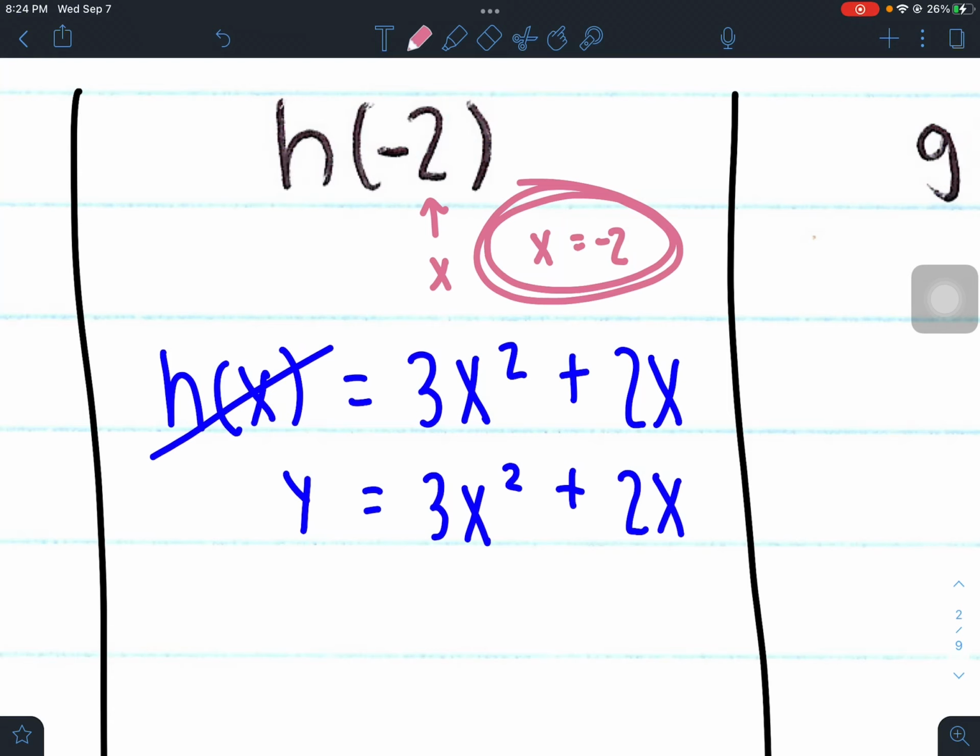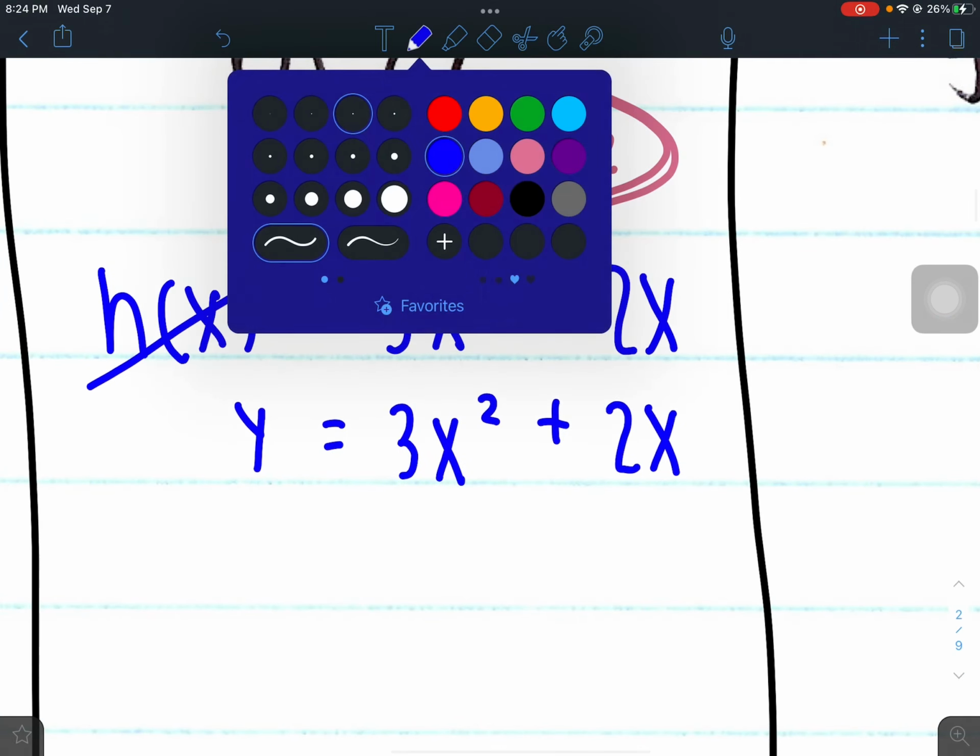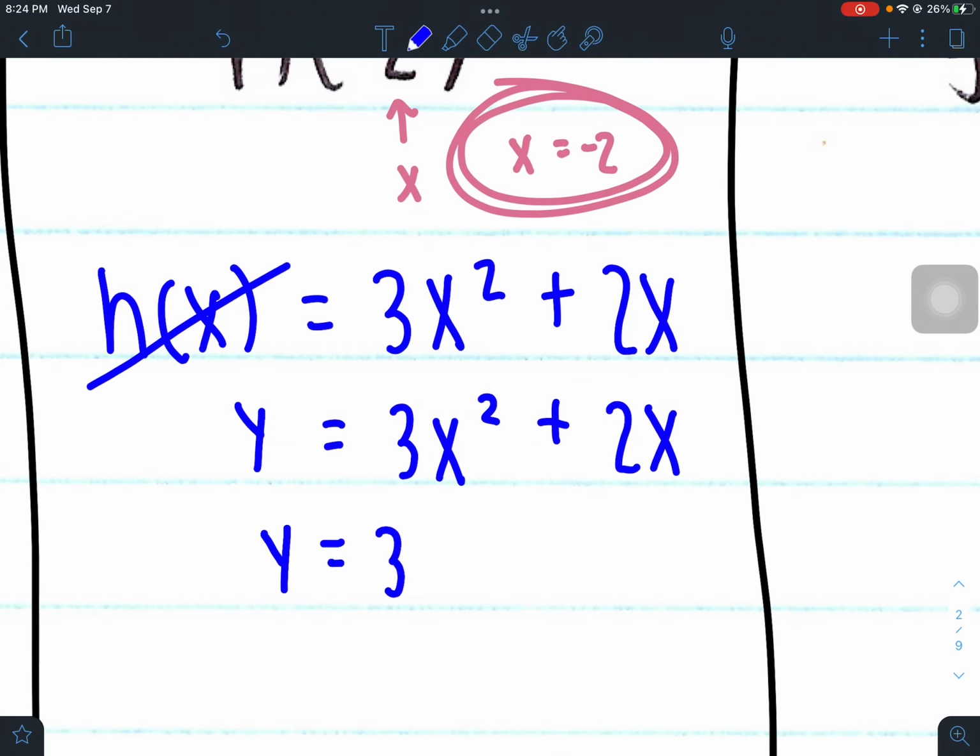It is very important that you use parentheses anytime you're plugging something in. Even though you think you don't need it, it is always better and safer to do that. So we're going to go ahead and plug that in. We have y equals 3. Now this x, again, we're replacing that x and we're replacing it with a -2.